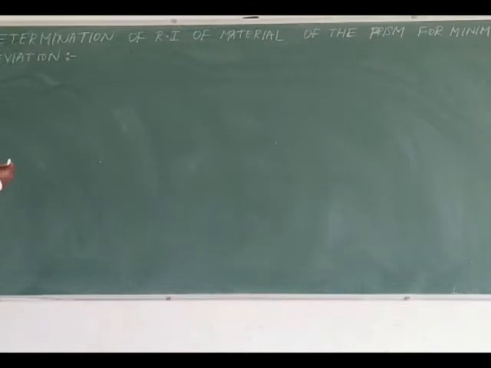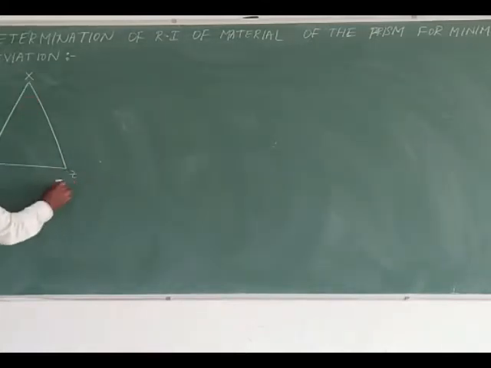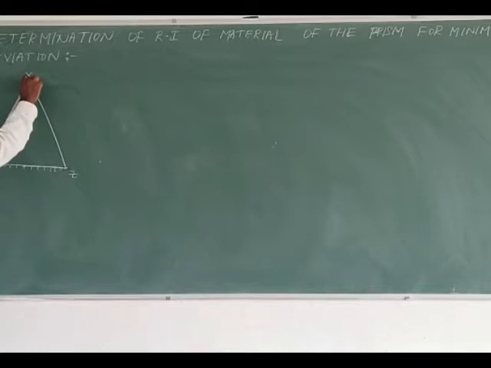Let us consider the principal section of a prism. This is the principal section of the prism. Give the name X, Y, Z. This is the base of the prism. This is what we call the base of the prism. Principal section of the prism.